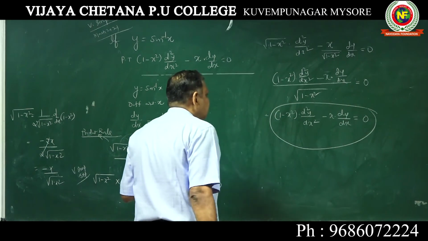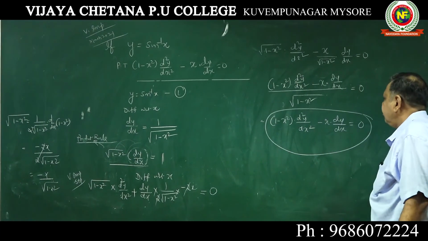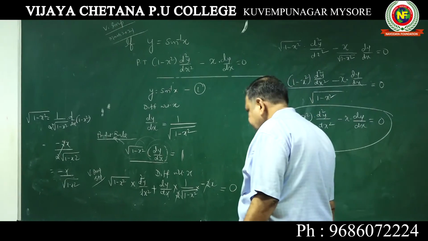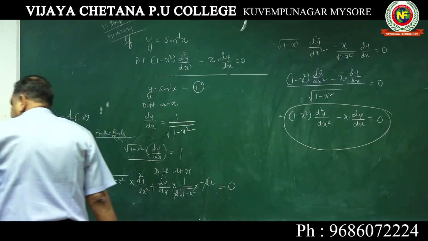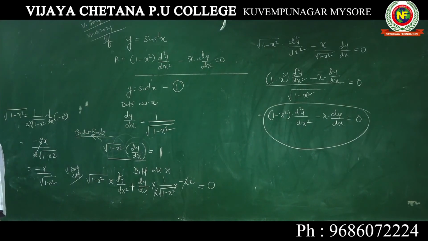That is it. When you multiply this into this, it will be 0. (1 minus x square) d square y over dx square minus x dy by dx is 0. That is the answer. y is equal to sin inverse x.